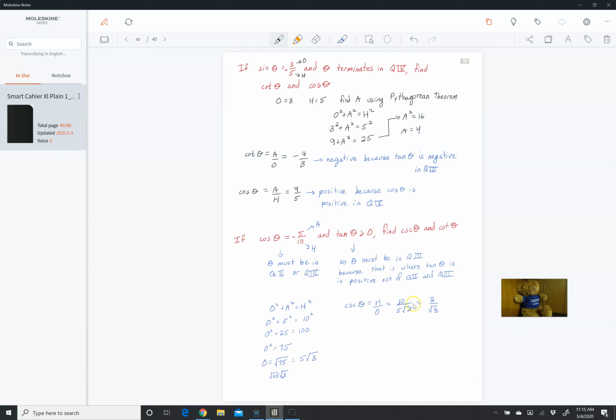And we should mention before we even rationalize this denominator that the cosecant here is negative. In quadrant 3, sine is negative, so cosecant is negative. So these have negative signs. And then we want to rationalize the denominator, so it becomes 2 root 3 over 3, okay? This is how we rationalized. So that's cosecant. Let's find cotangent.